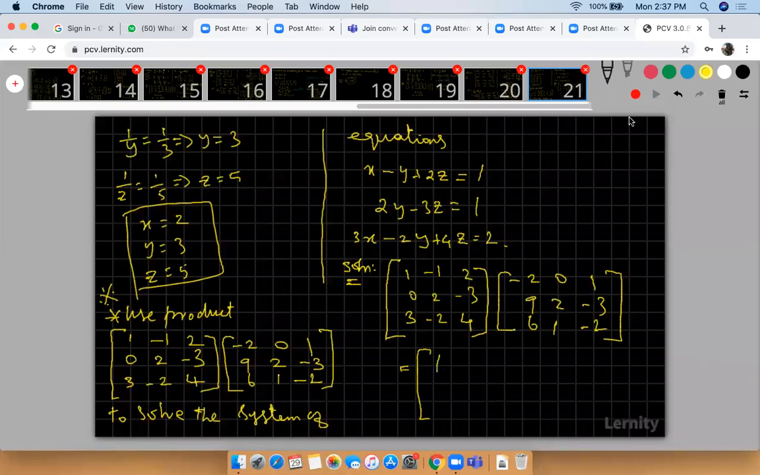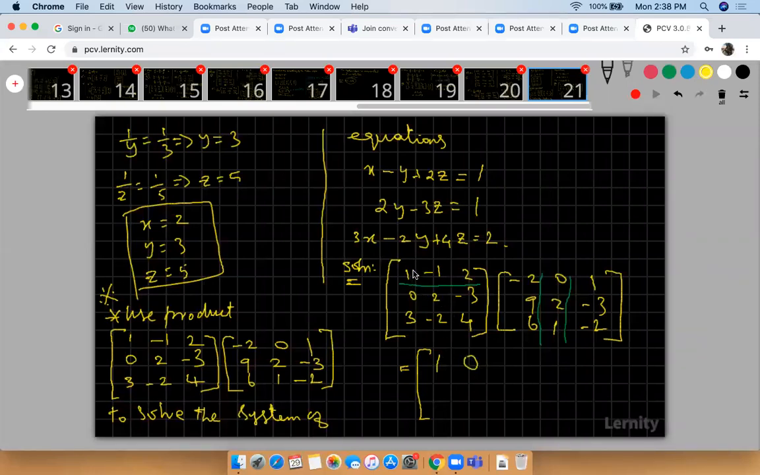Please try to understand, I am applying the product rule, row by column. What is 1 into minus 2? Minus 1 into 9, plus 2 into 6. Totally 12 minus 11, that is 1. Now come to the first row, second column. What is the first row, second column multiplication? 1 into 0, 0. This is minus 2. This is plus 2. Finally, the answer is 0.